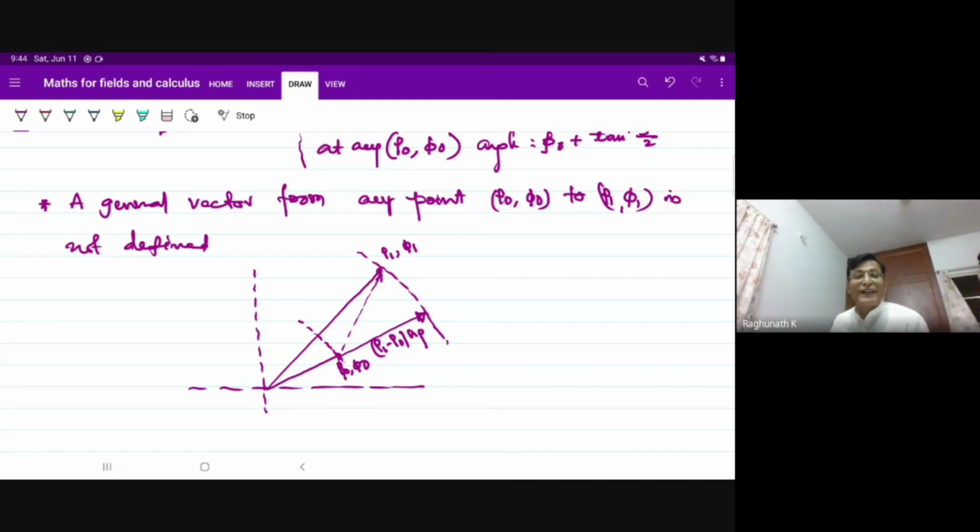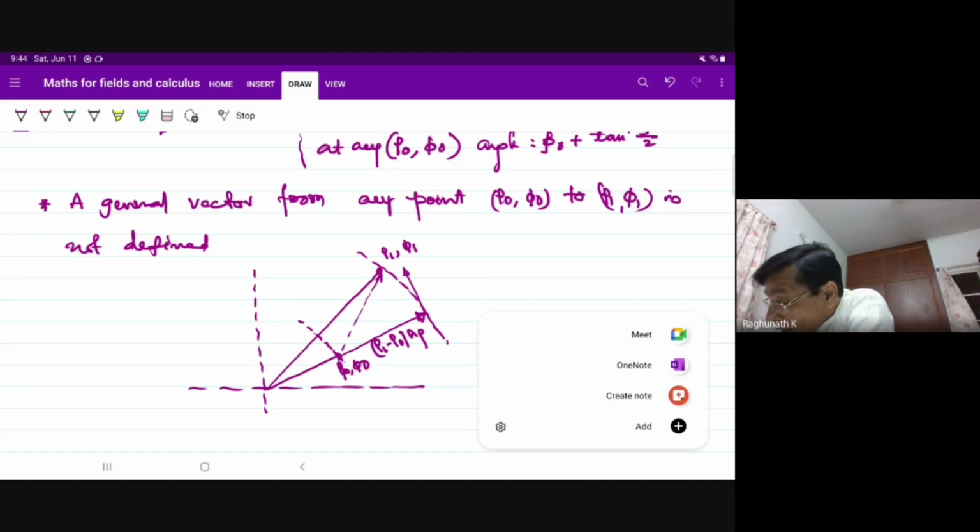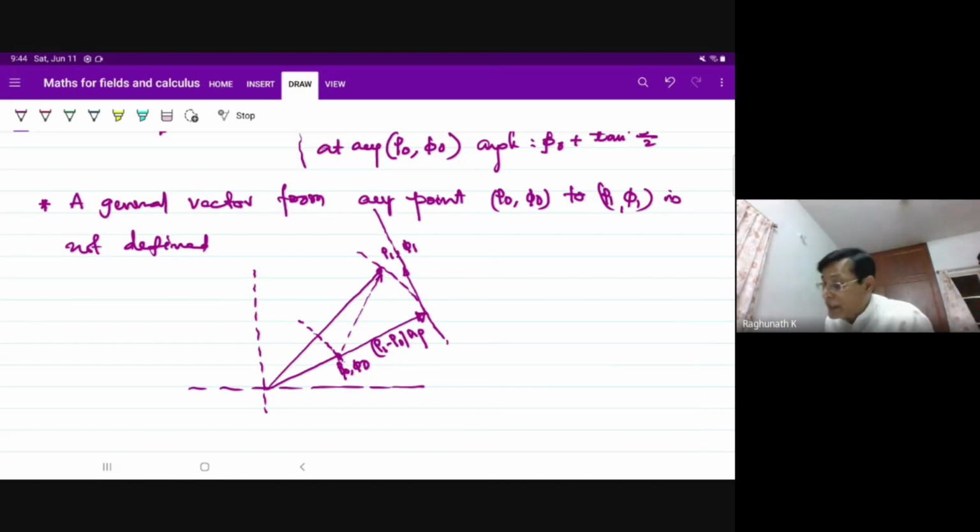Now carefully look at it. From this particular point, the phi component is this. The direction of phi will be changing continuously. If I want to move in the mutually perpendicular direction, I will never reach that point. Correct? By just moving in the mutually perpendicular direction from the tip of the first vector, I will never reach the second point.